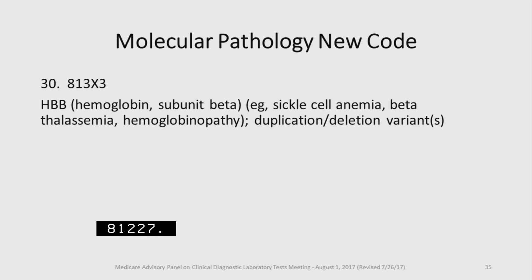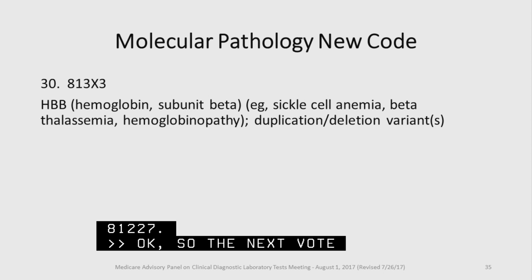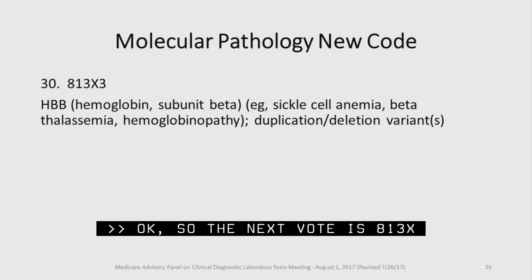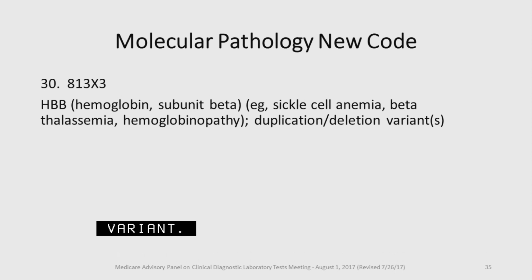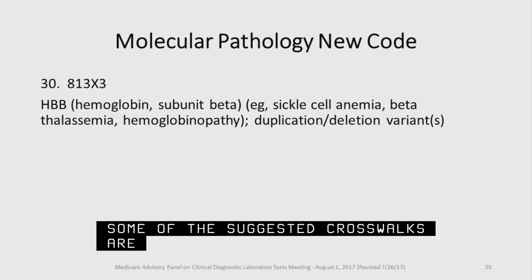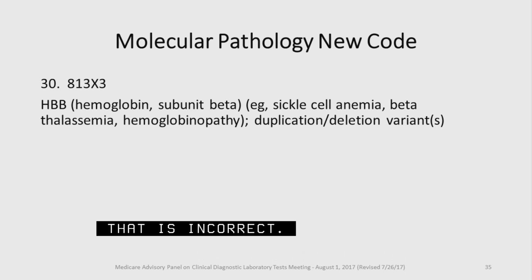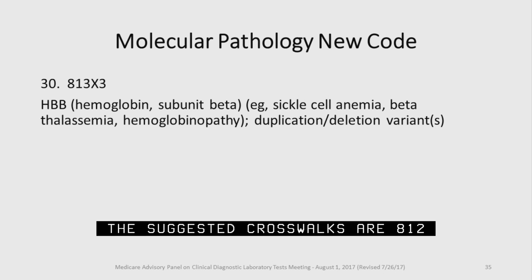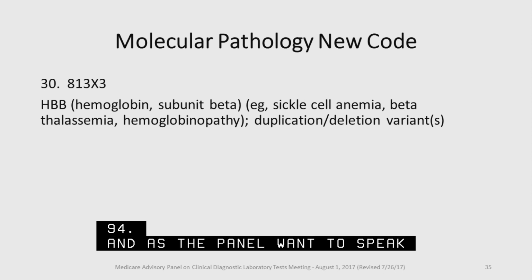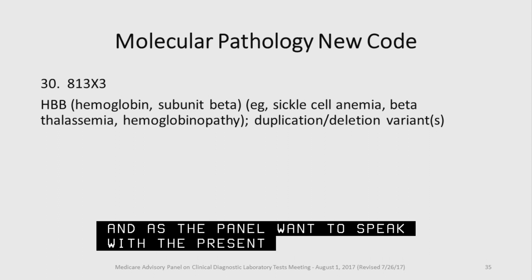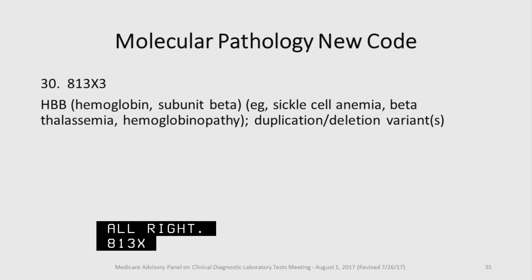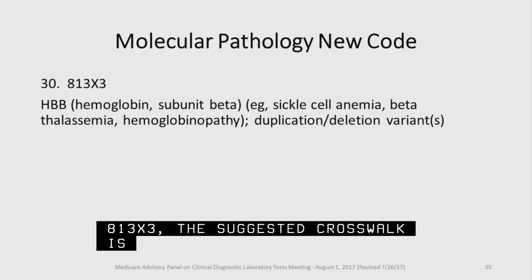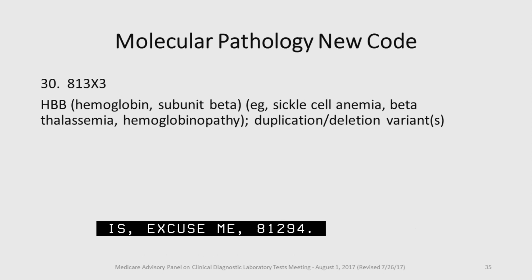Okay. So the next code is 813X3, hemoglobin subunit beta, duplication, deletion, variance. And some of the suggested crosswalks are 81275, 81215 times 2. Oh, excuse me, that is incorrect. The suggested crosswalks are 81294. And does the panel want to speak with the presenters? Any discussion amongst yourselves? All right, so for 813X3, the suggested crosswalk is 81294. Crosswalks that you may otherwise entertain are also acceptable, and of course there's always gap fill. Thank you.